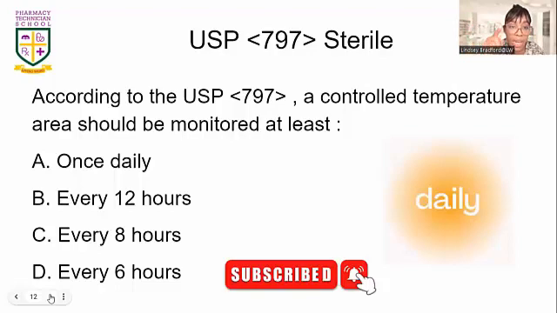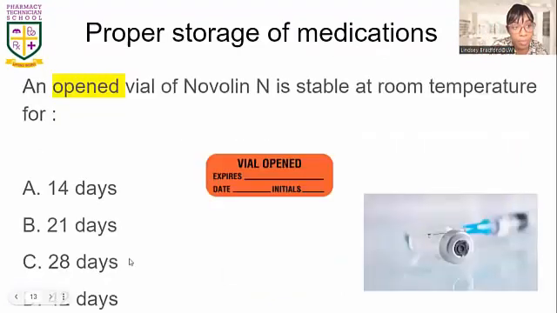So according to 797, a controlled temperature in the area should be monitored at least once daily. And we're talking about sterile compounding rooms. Where that sterile compounding is taking place, we need to make sure that that temperature is monitored and that it meets the 797 standards, and we should be checking it once a day, okay?